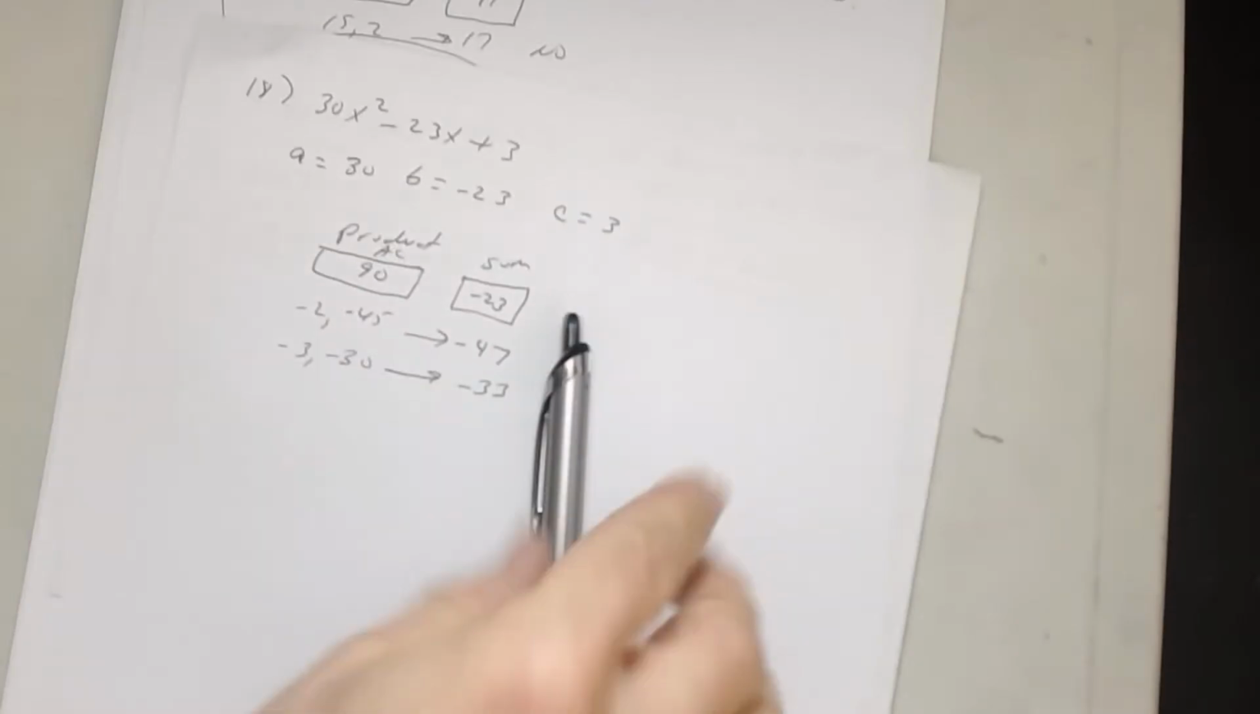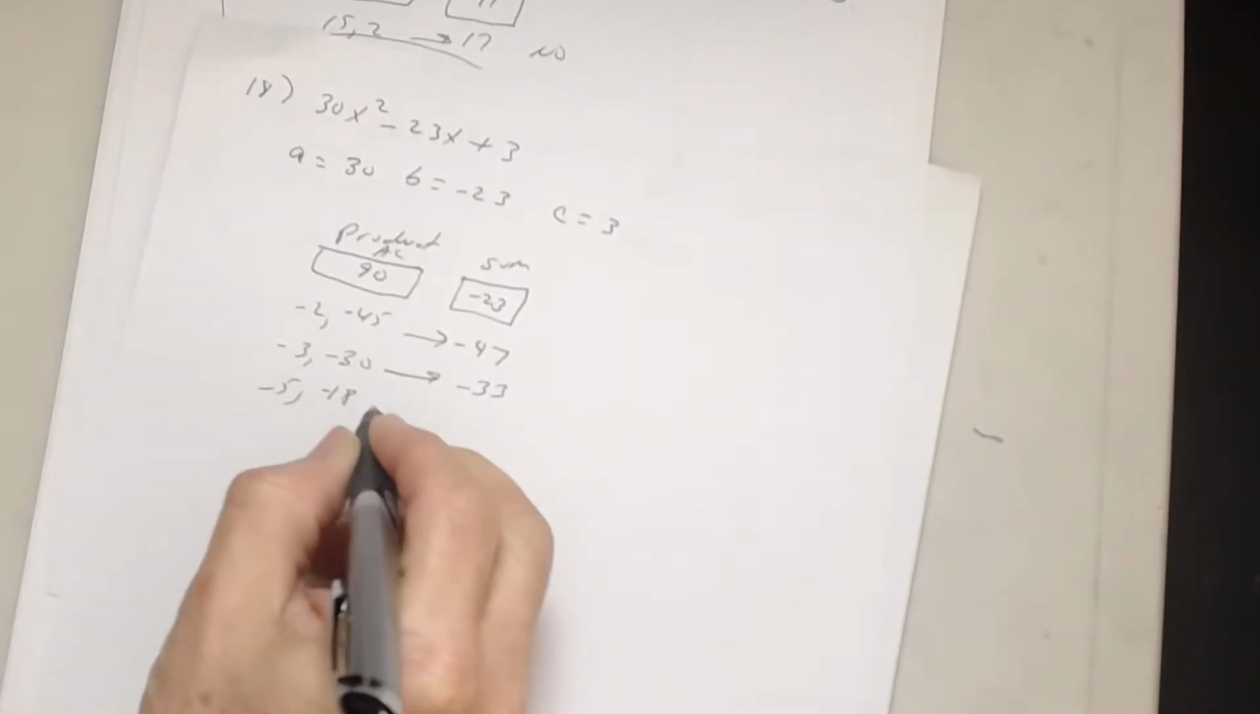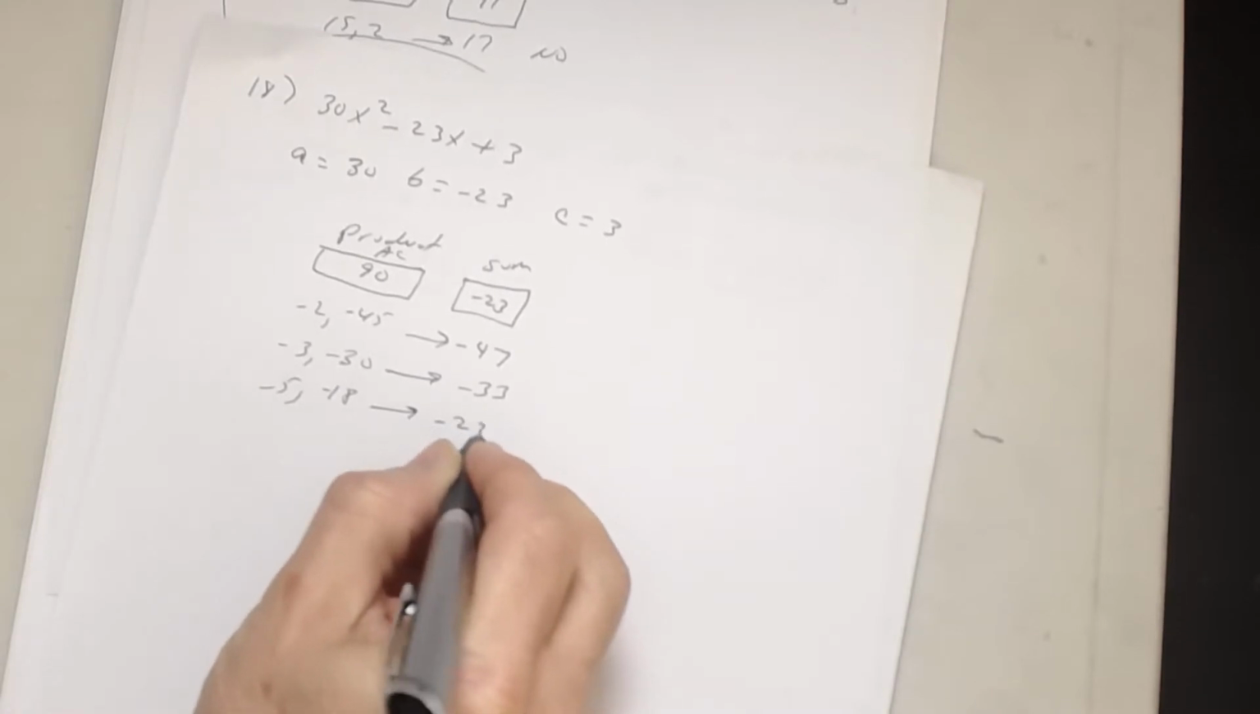Okay, so I asked you this. I said always start with the smallest common factors. So let's think about 90. The smallest factor of 90 besides 1 is 2. So we tried 2 and 45, didn't work. The next one is 3. We tried negative 3 and negative 30, which did not work. What's the next one that goes into 90? 5. All right, let's try that. Let's try negative 5 and negative 18. And when I add them up, what do I get? Negative 23. Okay, so that's the one I need.